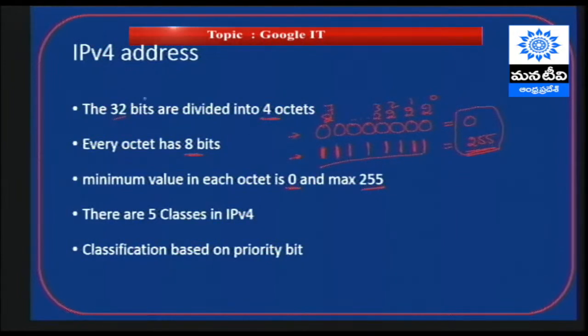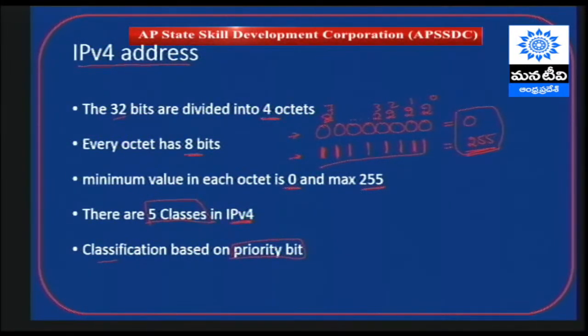This IP version 4 is categorized into 5 different classes. This classification was based on a priority bit. We are going to discuss what these classes are and how this priority bit classifies them.